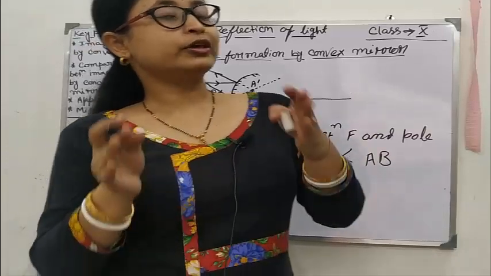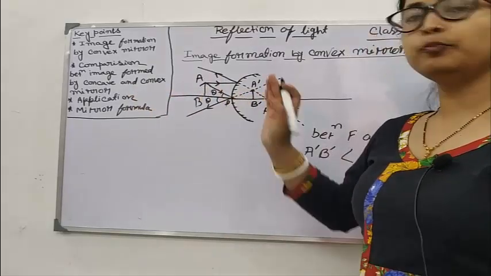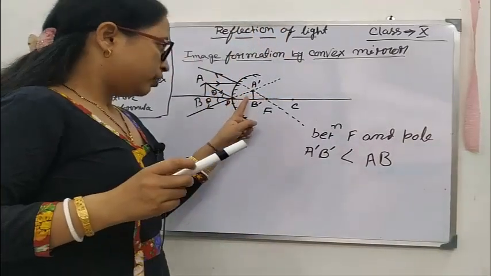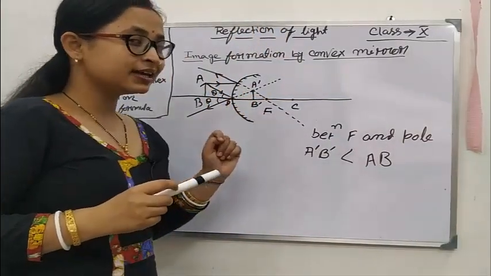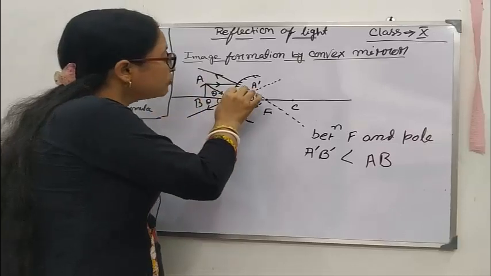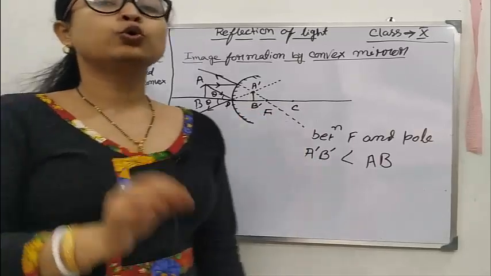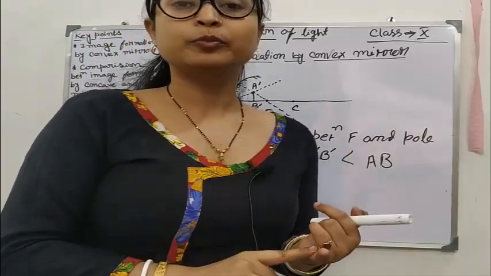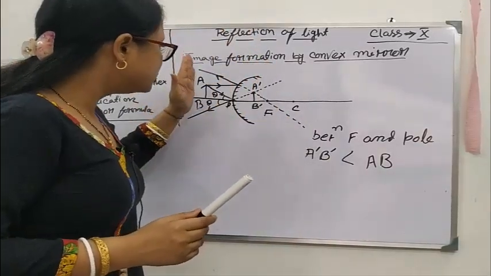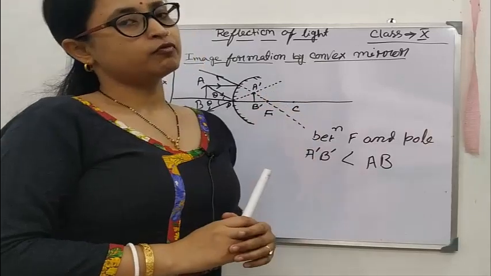Clear? So if we sum up, we can say that if the object is placed in between infinity and pole, then the image formed by convex mirror is virtual. Why do I say it is virtual? You can see these two reflected rays don't meet at a point. Whenever we extend them, they appear to meet. That's why this image is known as virtual image. So the nature of the image is virtual, erect. Why do I say erect? Because the object and the image both are upward.